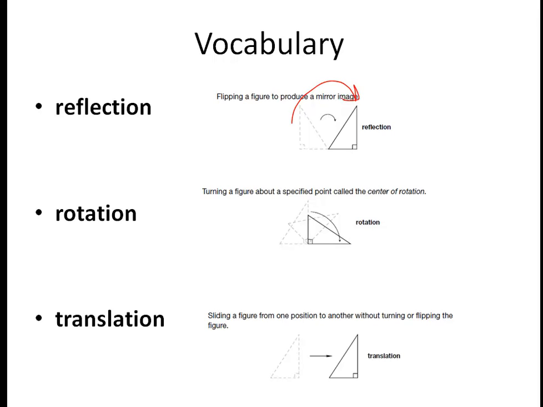That's reflection. Rotation just means you're going to turn it, just like a tire rotates. And then translation's the only one that's a little bit tricky. That means to slide something from one position to another. It could be sideways, or it could be up, or it could be over and up. But that's translation. So if you remember, reflection is a mirror image, rotation is the turn, and translation is to slide one position to another without turning or flipping the figure.